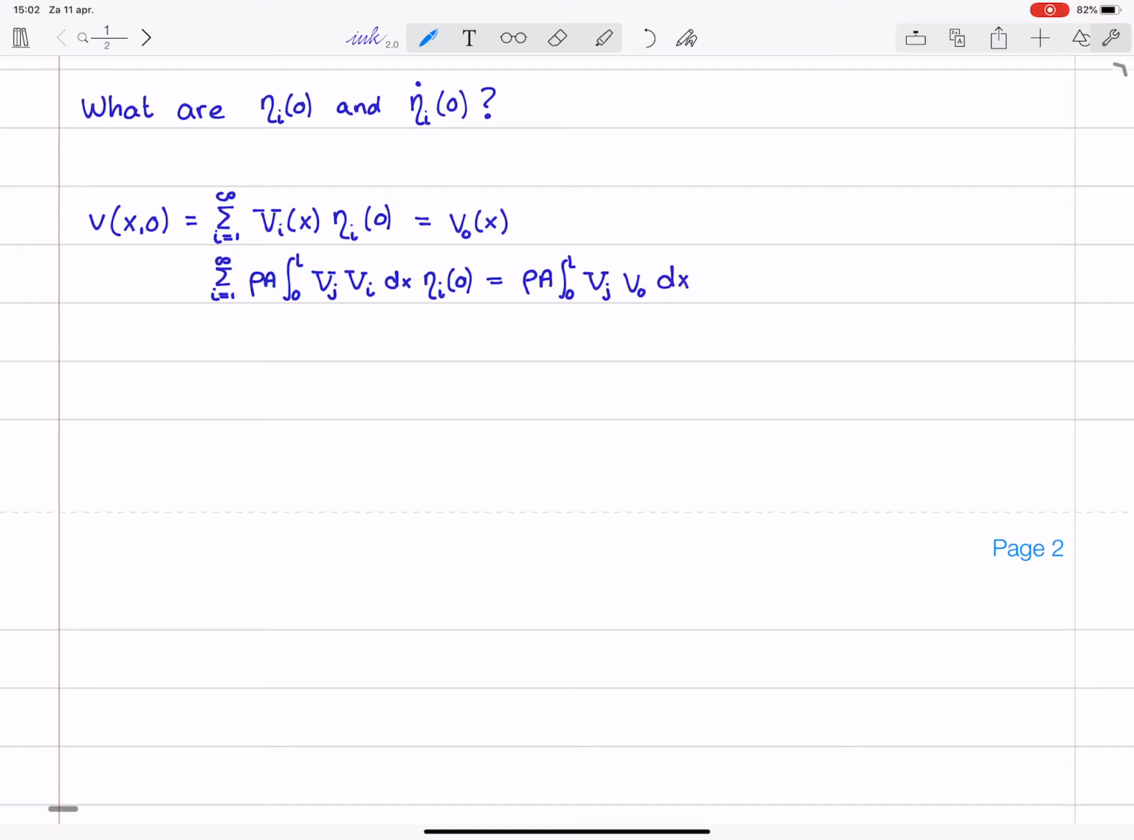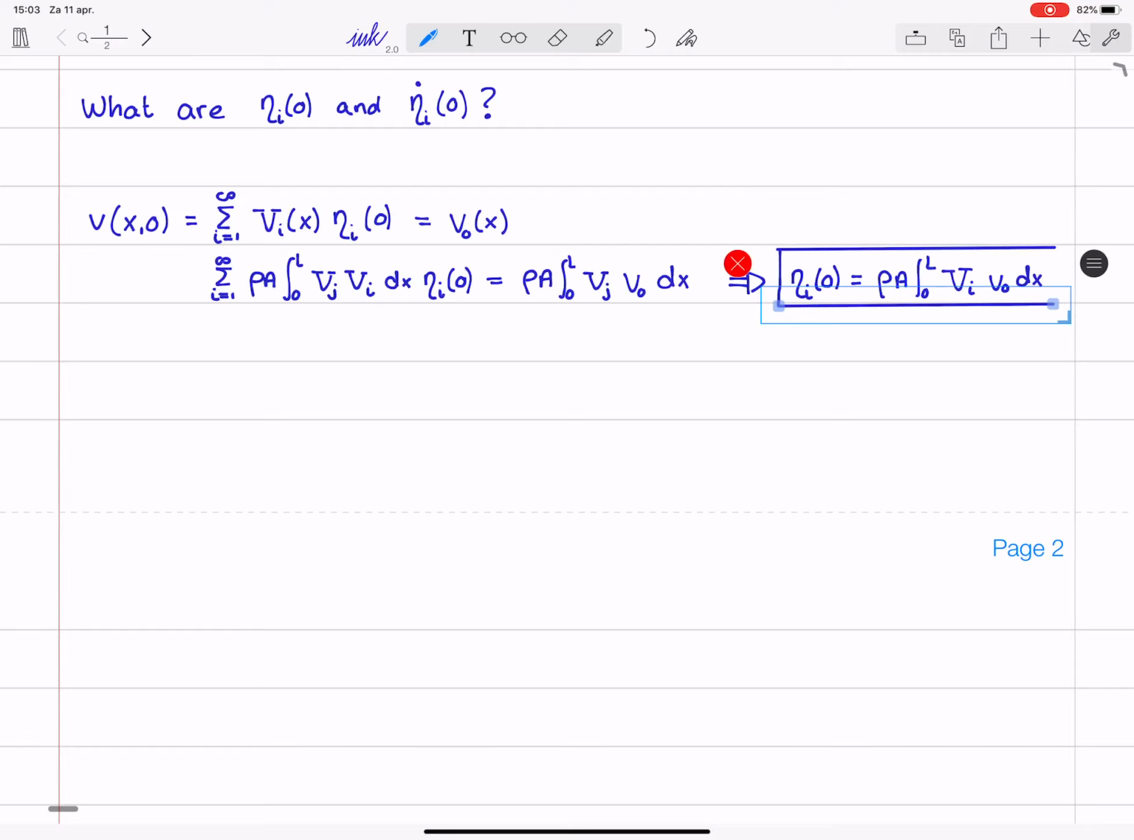Now again, by means of the orthogonality, all terms in this sum are 0 for i not j, and for i is j, this term is equal to 1. So from this, it follows immediately that eta_i at 0 equals rho A, the integral. Now let me write down v_i, since i is j, times v_0 dx. So this is the way in which we determine the initial condition for the modal coordinates.